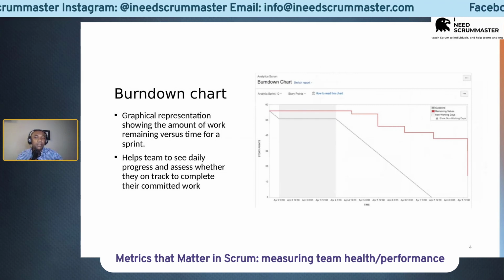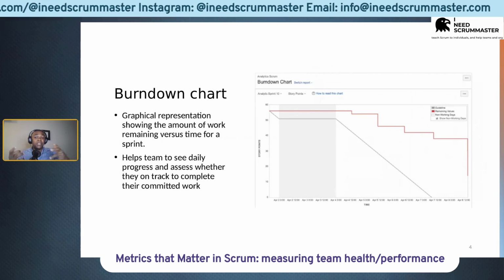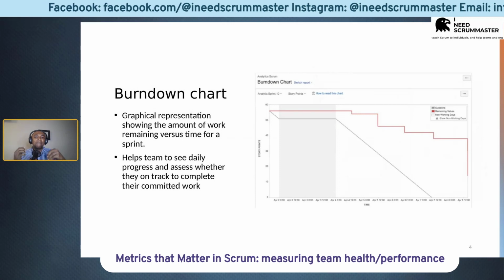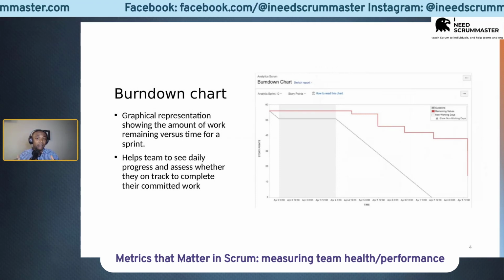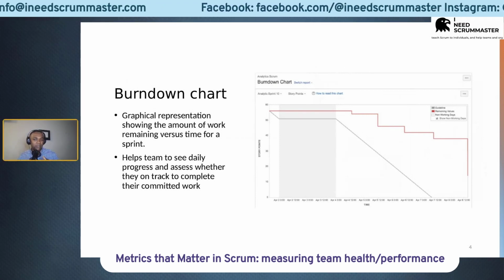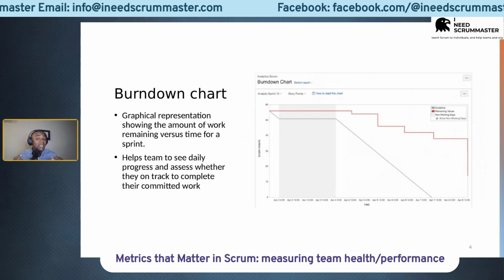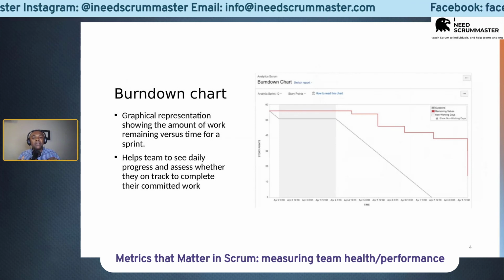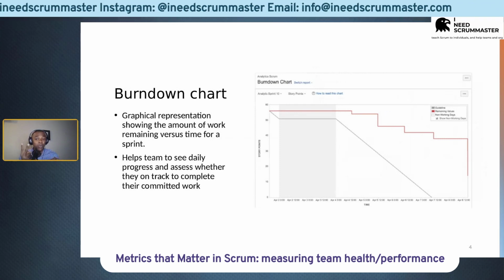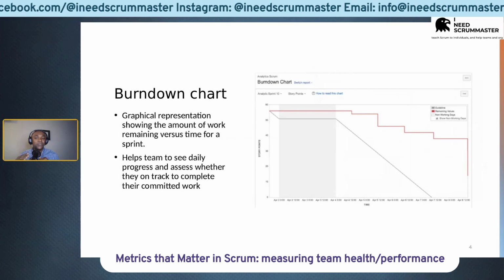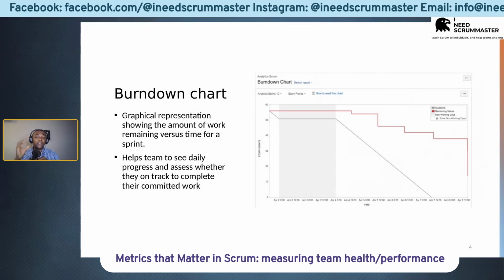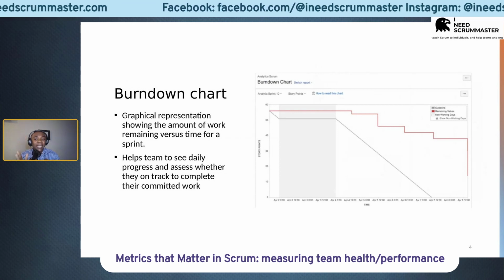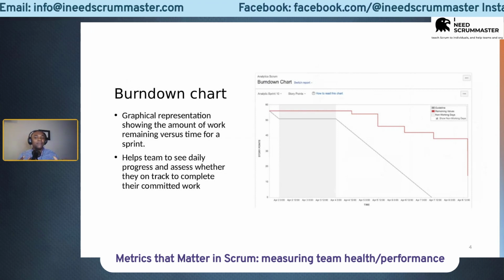But generally, the burn down chart is just a graphical way of representing information. Okay. And what does it represent? It represents the amount of work remaining over time within a sprint. The amount of work remaining over the duration of the sprint. Okay, if the team has agreed to work on a 2-week sprint, and they have also gotten their story points to about 30, the burn down chart will start calculating from the first day of the sprint till the last day of the sprint.